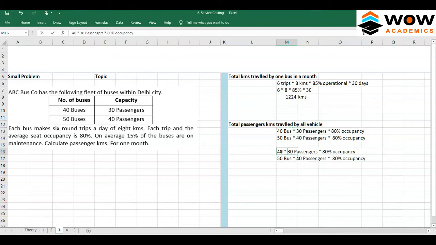So let's get the passengers. So this is the total passengers in the bus. That's what we are trying to work out. I think we'll put it here itself.